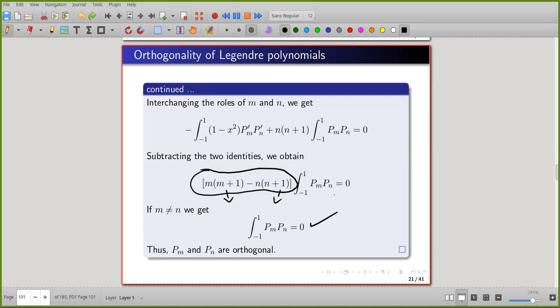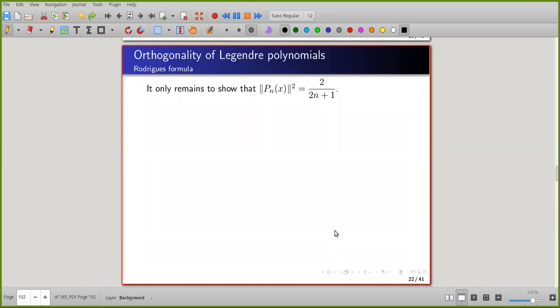Okay, so that's great. And so this was easy. And next, let's find the norm of pm. That is more clever. It needs a more clever argument. So it only remains to show that norm of pn square is 2 upon 2n plus 1. So we need some intermediate steps before we can show this.